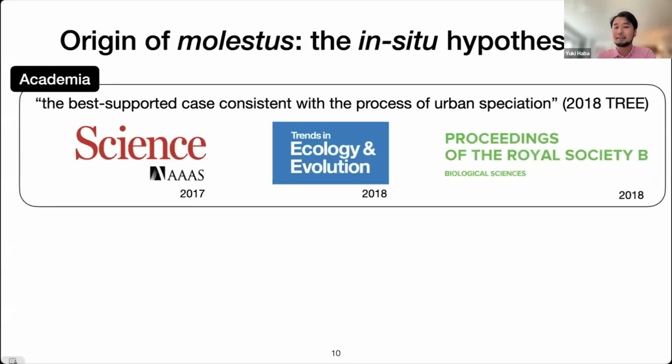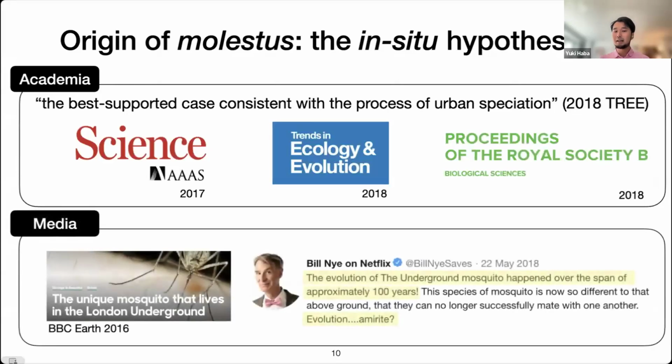The in situ hypothesis has been fascinating academic scholars and public audience alike. Many reviews in renowned journals repeatedly cite the in situ hypothesis, hailing molestus as the best supported case consistent with the process of urban speciation. The public media, such as BBC or New York Times, wrote about molestus being the unique mosquito that lives in the London Underground. And even Bill Nye tweeted the evolution of the underground mosquito happened over the span of approximately 100 years. Evolution, am I right?